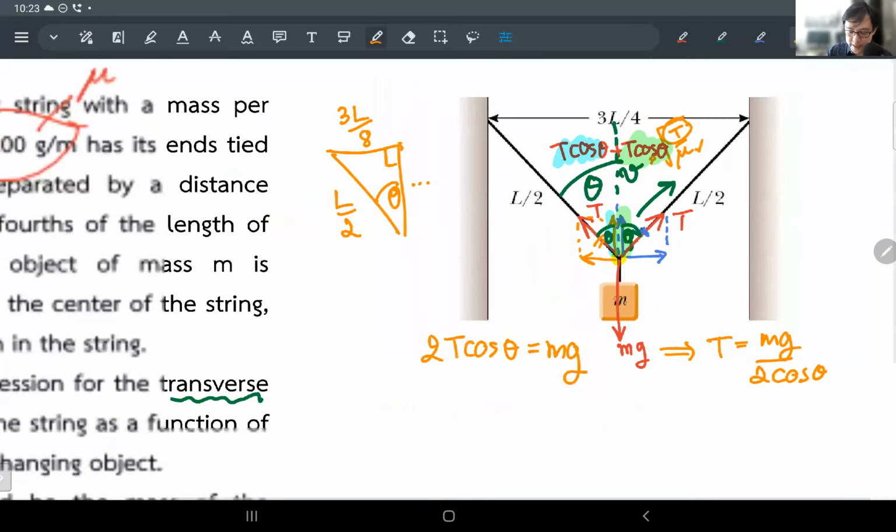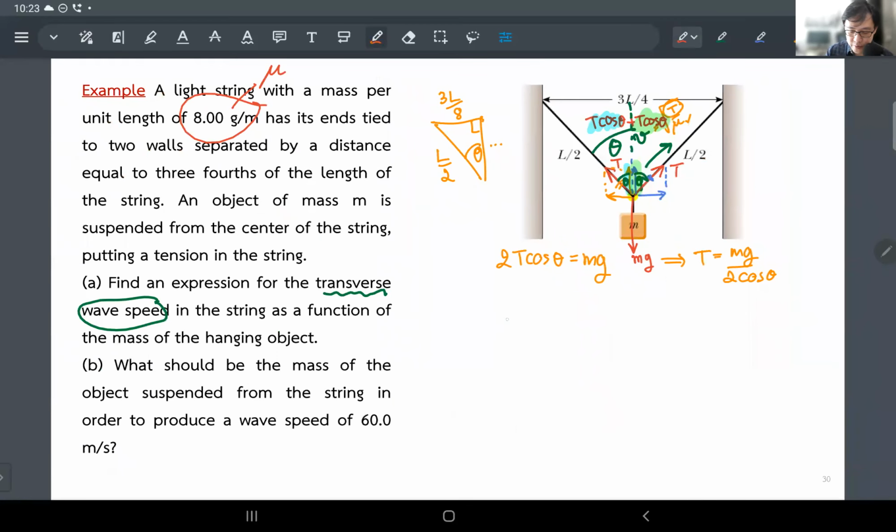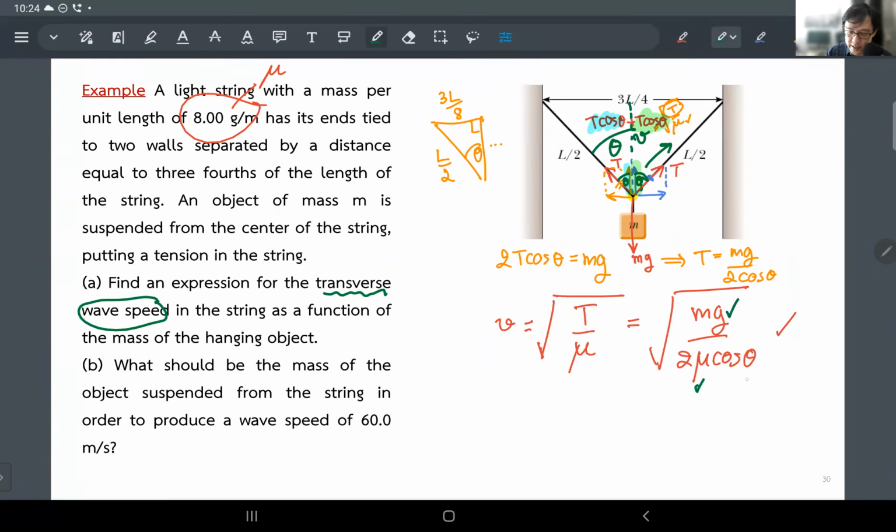All right, conclusion is your final answer: the speed is going to be square root T over mu, and that is just going to be square root mg/2 mu cosine theta. And that's it. Just leave it there. G is known. Mu is known. Cosine theta, the theta is known. So this is already the speed of the traveling wave as a function of mass. Done. Woo.